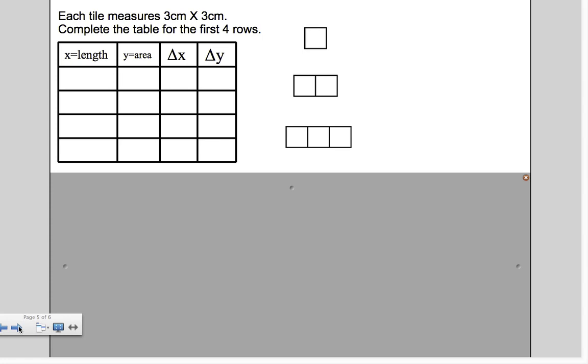And there should actually be a 5th column here with the number of tiles. So 1 tile, 2 tiles, 3 tiles, 4 tiles. Number of tiles: 1, 2, 3, 4. So if I have 1 tile, what's the length?